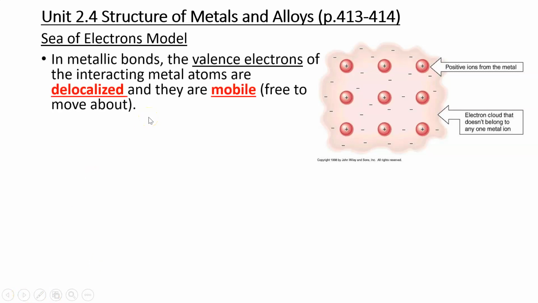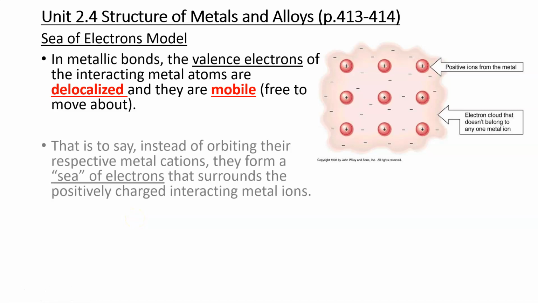In metallic bonds, the valence electrons of the interacting metal atoms are delocalized and they are mobile. They're free to move around. When we say delocalized, that means they're no longer singled out around a certain atom. They're shared amongst a lot of nuclei. When we say that they're mobile, that just means they move rapidly and freely from one atom to another.